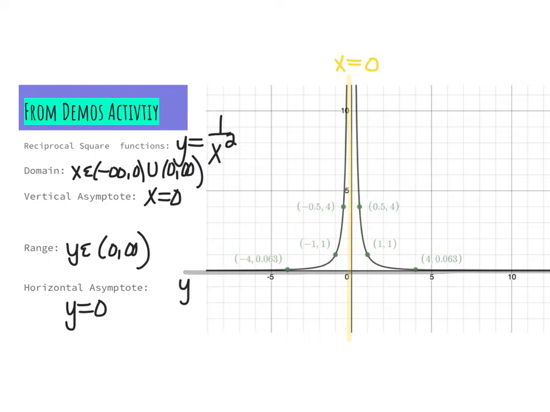Again, I like to highlight those and label them so that I can recognize them and my brain visually sees that discontinuity. Notice that this one is even. It's the same reflection over that y-axis, and it kind of mirrors each other. I like to think about this one like a volcano.